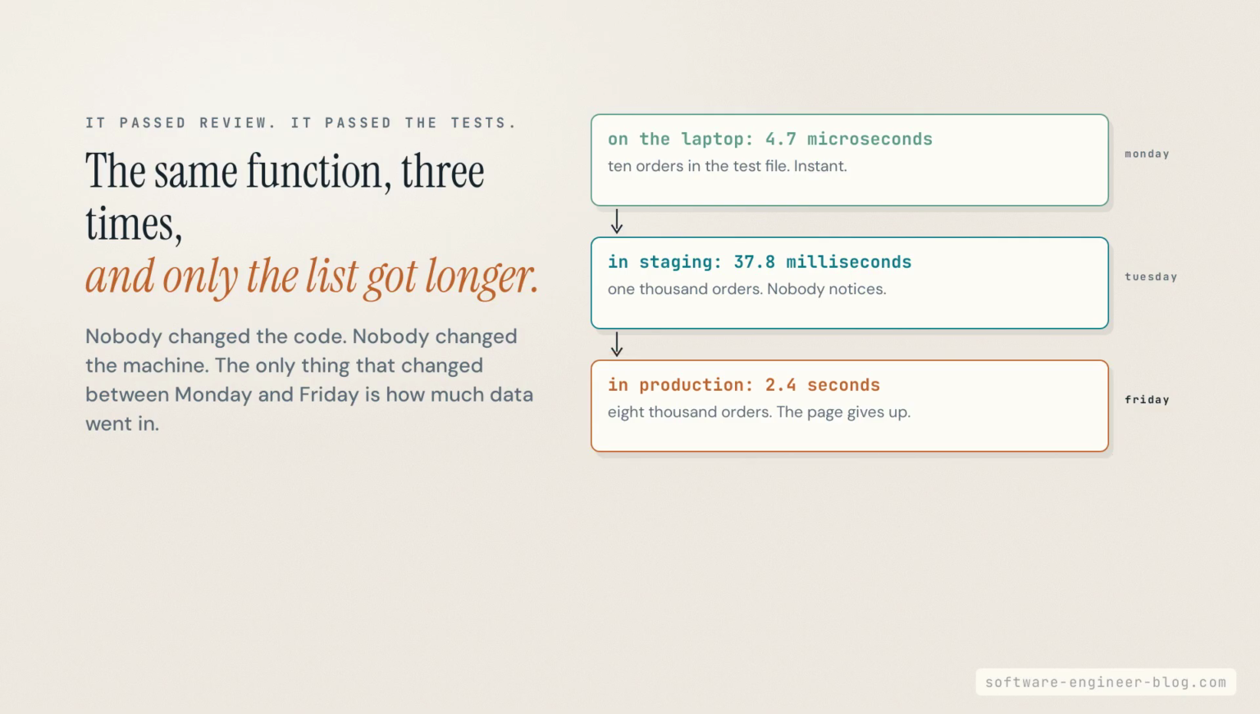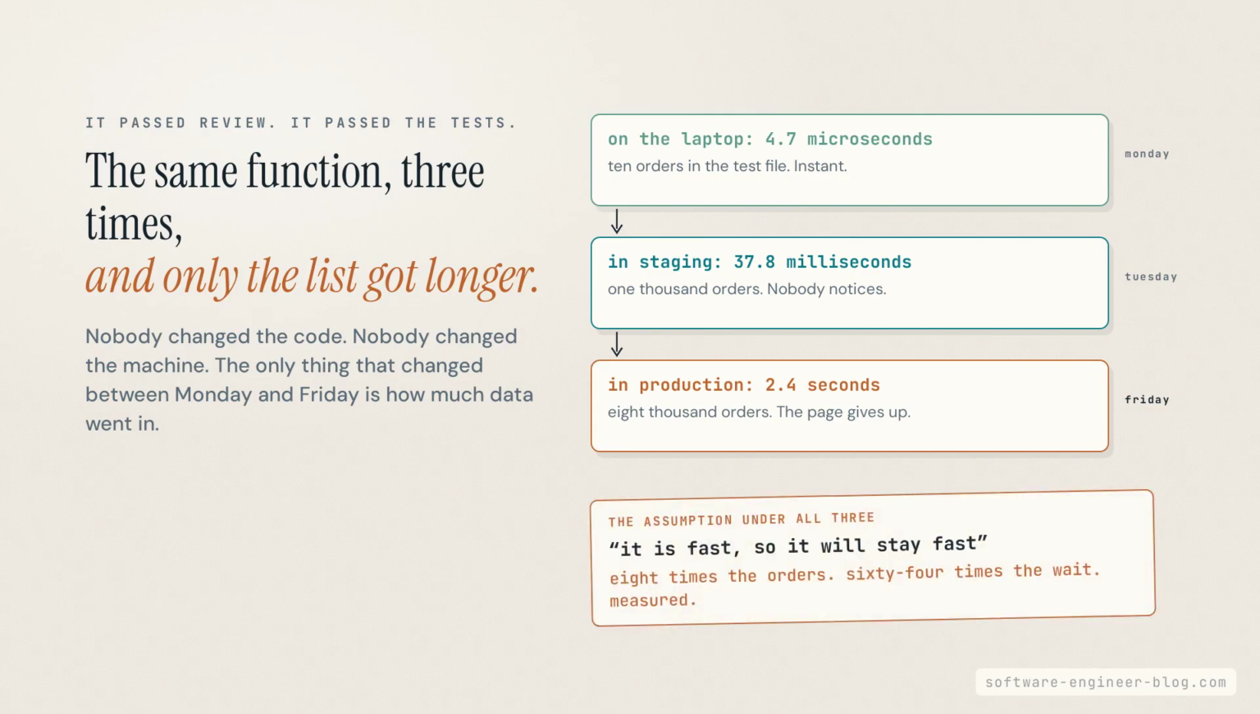On Friday, it is in production. 8,000 orders, 2.4 seconds. The page times out. Nobody changed the code. Nobody changed the machine. The only thing that changed is how much data went in. 8 times the orders and 64 times the weight. I measured all 3 of those numbers on this machine. The stopwatch told you the truth every single time. It just never warned you.